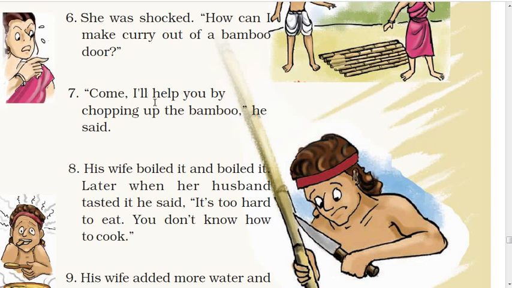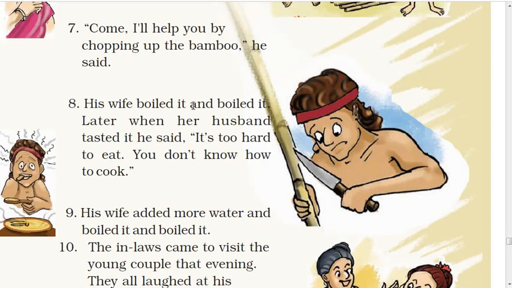come, I'll help you. I'll is an abbreviation of I will. We pronounce it as I'll. I'll help you by chopping up the bamboo. Chopping up means cutting into small pieces. He said. His wife boiled it and boiled it. Later, when her husband tasted it, he said, it's too hard.